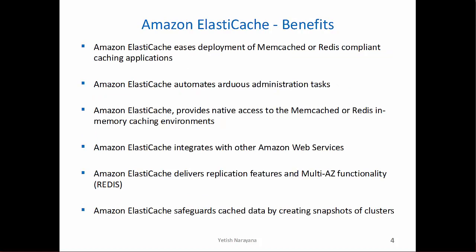A couple of benefits: ElastiCache eases the deployment of Memcache and Redis applications. It eliminates administrative and maintenance tasks. It also provides native access to Memcache and Redis applications. Basically, any Memcache and Redis application that is already deployed and being used externally can be easily imported to ElastiCache. It integrates with various other Amazon Web Services for ease of use.